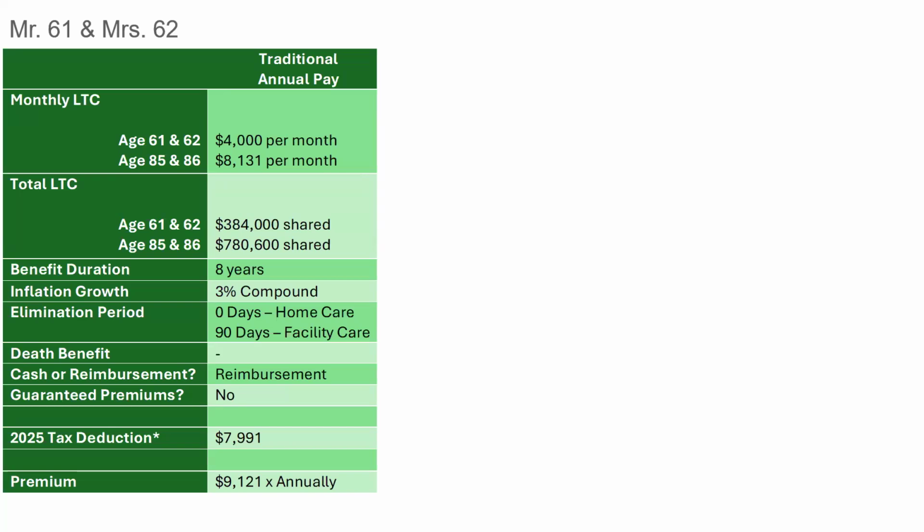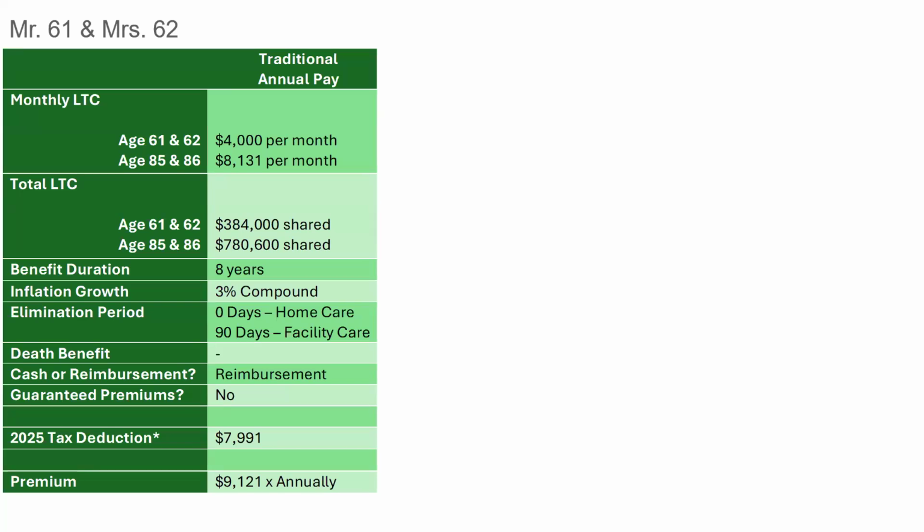Again, the premiums are not guaranteed. They could always be changed or altered. Because they're business owners, though, they can take that business owner deduction. So they've got close to $8,000 that they can deduct because they're business owners. And the premium for a plan like that is $9,000 a year, paid annually for the rest of their lives until they go on claim.